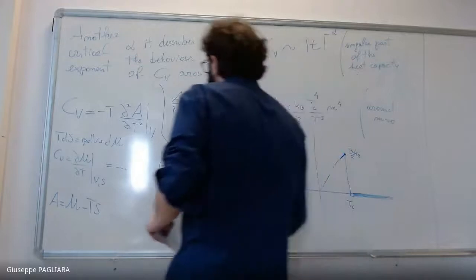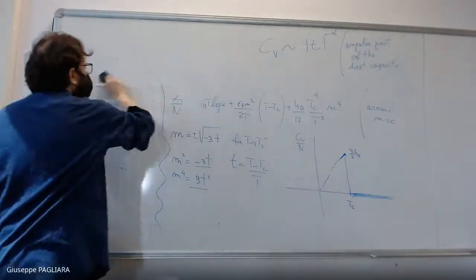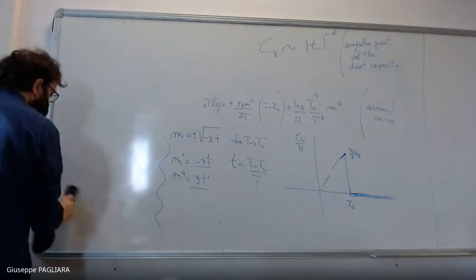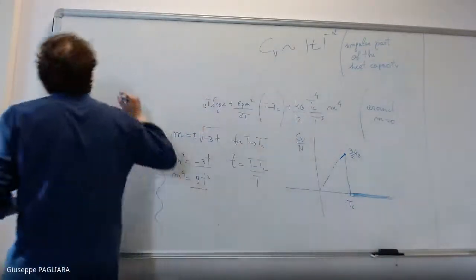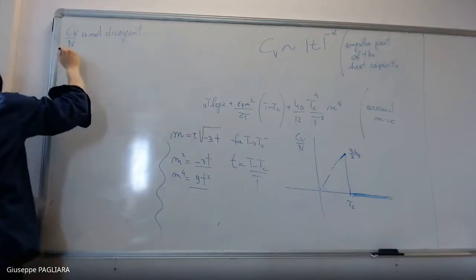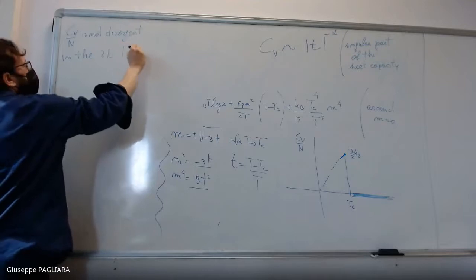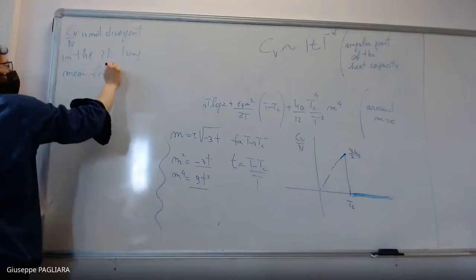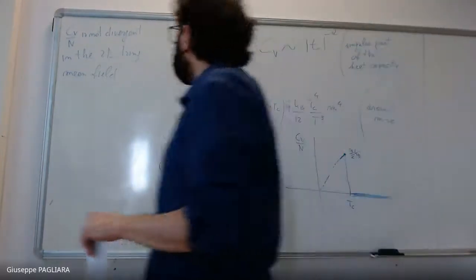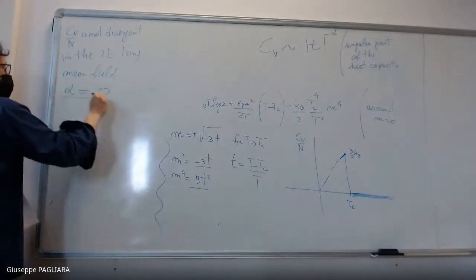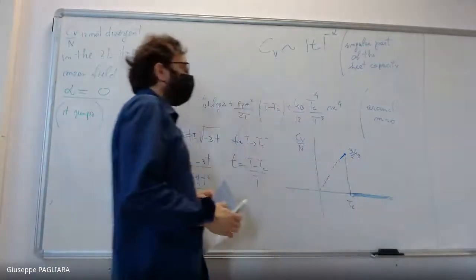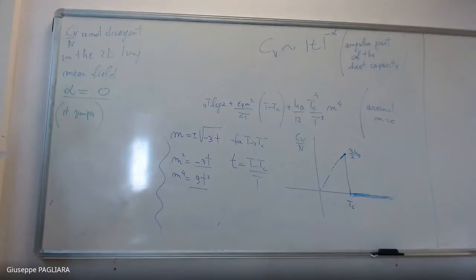Okay, so if you try now to realize which is the value of alpha, actually alpha is equal to 0 because there's no singular part. So Cv divided by n is not divergent in the 2D Ising mean field. Therefore, alpha is equal to 0. Actually, it jumps from 0 to a finite value, which is 3/2 kB, but there's no divergence. Okay.